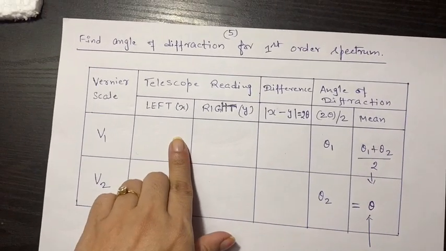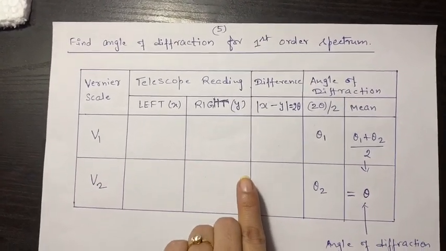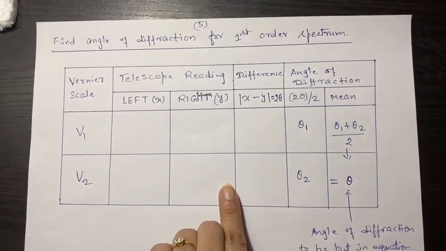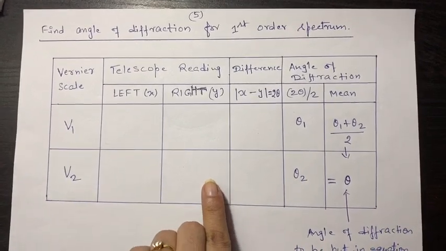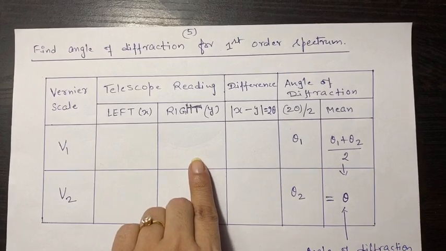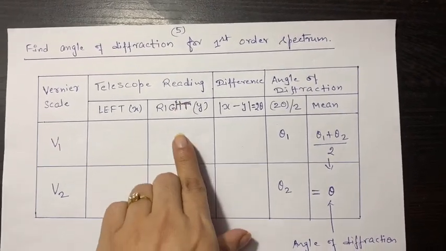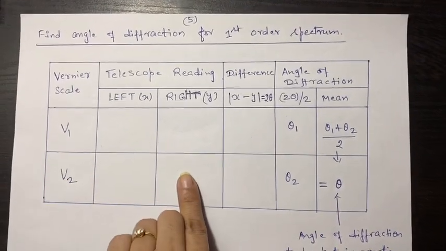Then we bring the telescope towards the right hand side and stop for first order spectrum at the red line of the hydrogen spectrum. When the vertical crosswire coincides with the red line, at that position the Vernier 1 reading is taken on the right hand side, and at the same position the reading of Vernier 2 is also taken.